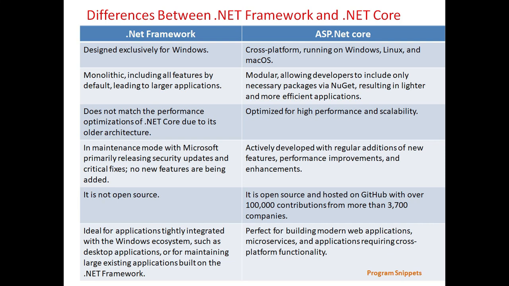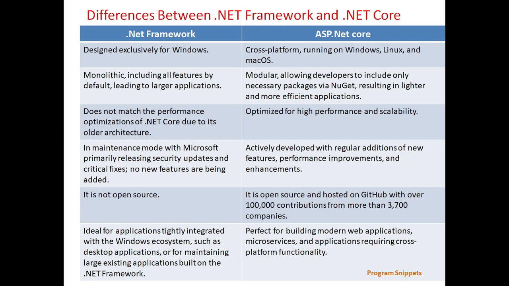.NET Framework is monolithic, which includes all the features by default, which leads to larger applications, whereas ASP.NET Core is modular, which allows developers to include only necessary packages via NuGet, which results in lighter and more efficient applications. .NET Framework does not match the performance optimization of .NET Core due to its older architecture, whereas ASP.NET Core is optimized for high performance and scalability.